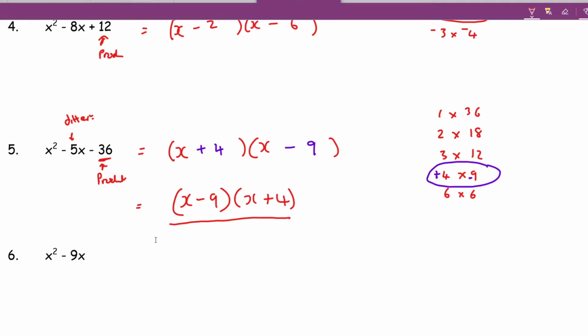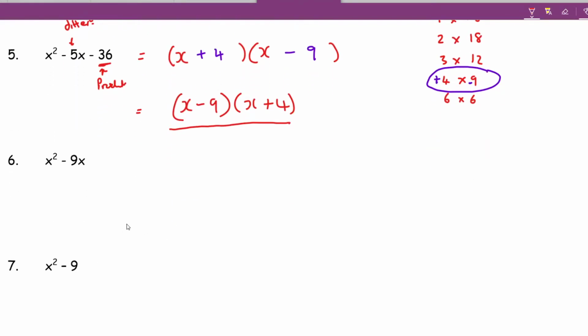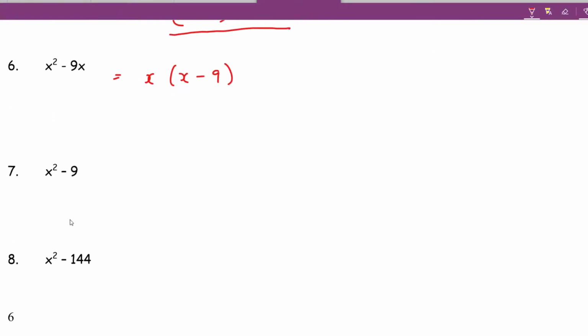Okay, now here, what's common in both of them is x. So like we had in the beginning, we just have x in here, and we open the bracket, so we've got x outside. So x times x is x squared, and we've got a minus 9 here. So x times x is minus x, minus 9 times x is minus 9x, and that's it, simple. Okay, we mentioned this, I think it was in section 1.